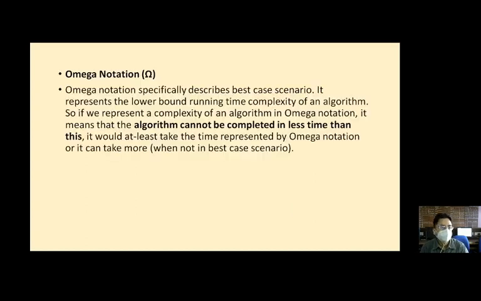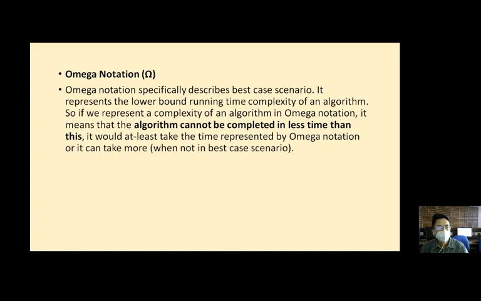And next, the omega notation. As we know, omega notation is the lower bound. Omega notation specifically describes the best case scenario. It represents the lower bound running time complexity of an algorithm. When we represent the complexity of an algorithm in omega notation, it means that the algorithm cannot be completed in less time than this. It would at least take the time represented by the omega notation, or it can take more time than that.